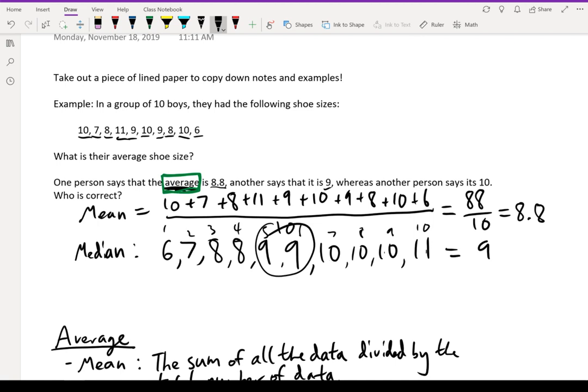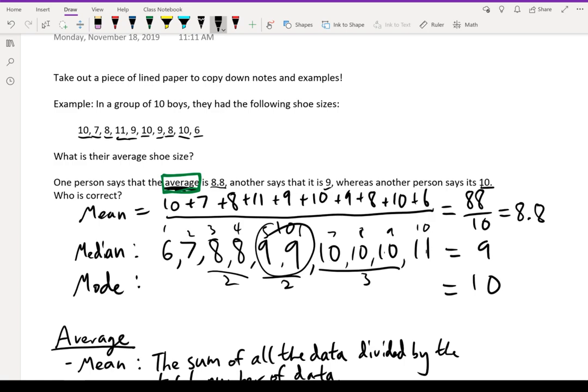Now the last one is the mode, and I think you can already see it. There are 2 8s, there are 2 9s, and there are 3 10s. So the shoe size that occurs the most is 10. The mode is 10, which is over there. So in fact, all three people are correct. All three of them are the average, but they are different interpretations of the average.